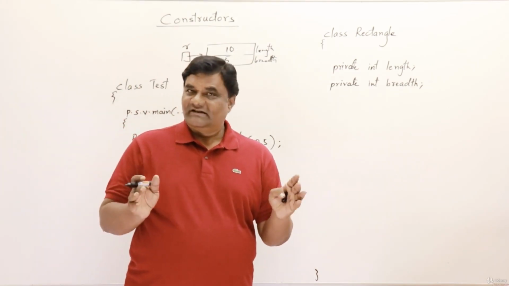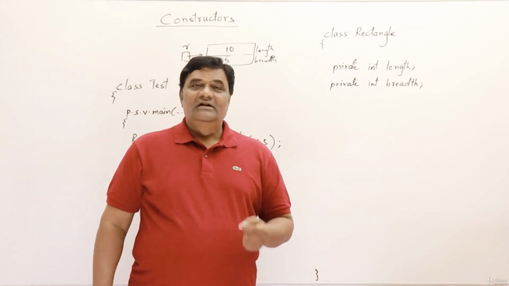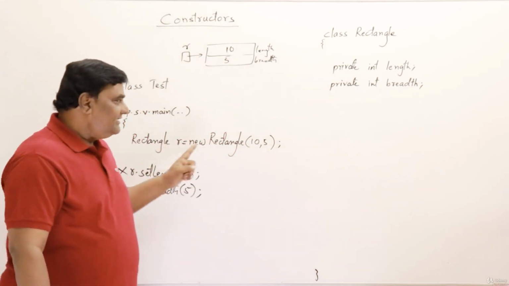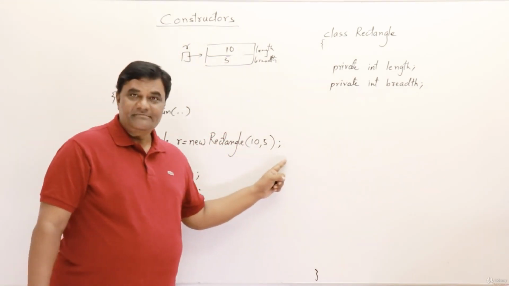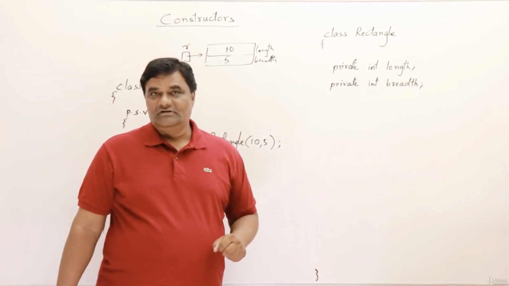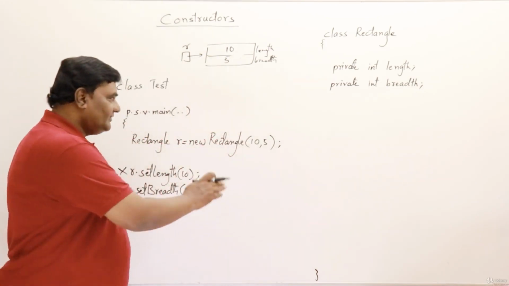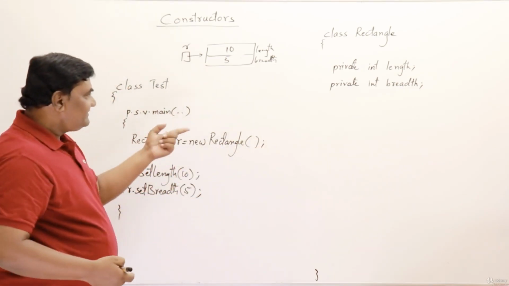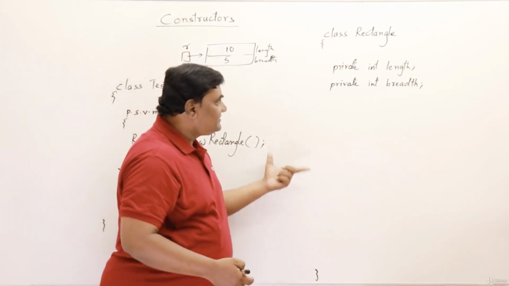Now I'll explain what is a constructor. Define a constructor: a constructor is a method of a class which is automatically called whenever an object is created. Whenever we create an object, automatically the constructor is called. It means when I was creating an object without this, then who was called? The constructor was called.